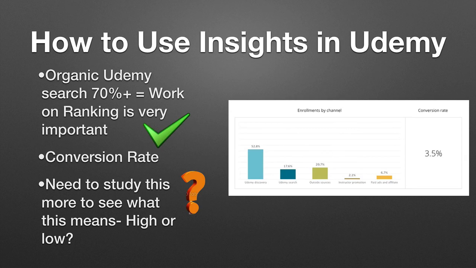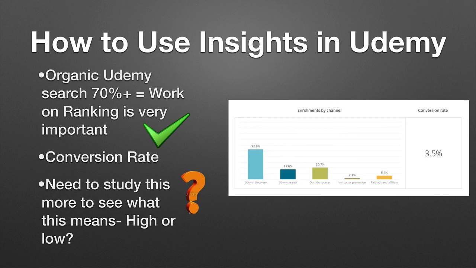So, this is again something which you actually don't have to do very much work for, because instructor promotions are very low. Outside sources are only 20%. So if you have a high ranking course in this area, 70% of them are going to be found internally in Udemy. Now, the 3.5% conversion rate, I actually don't know whether this is a very high or a low number. I need to look at a lot more.